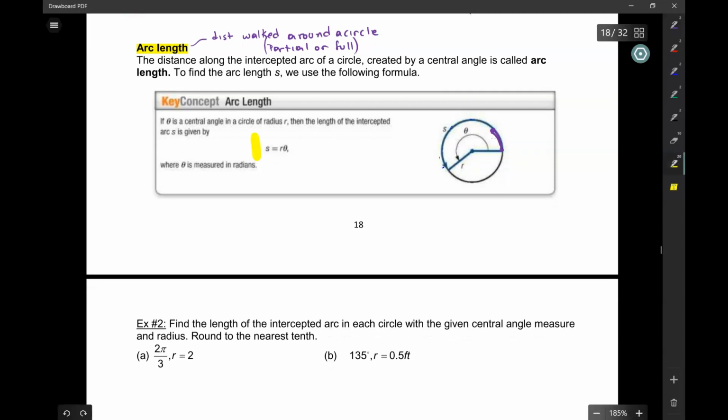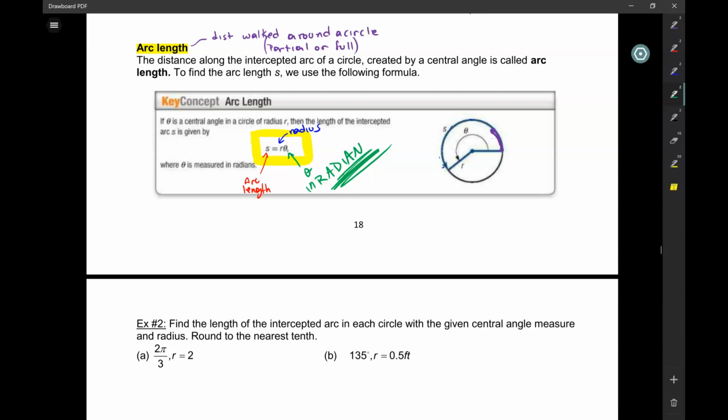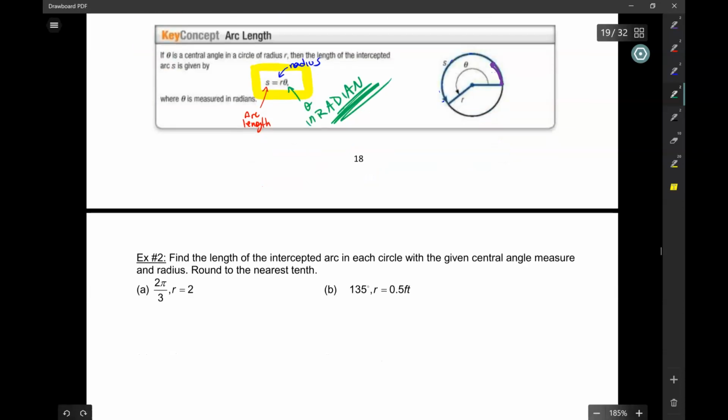How do I find arc length? It's a simple formula, S equals R theta. S is arc length, that distance. R is the radius. And the one thing you must watch out for is theta is the angle and it must be in radians. So it's basically 3 elements in a formula: S, R, theta. You will be given 2 and you need to solve for the other.